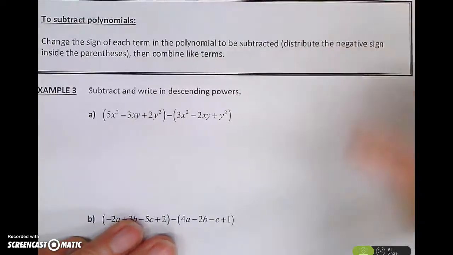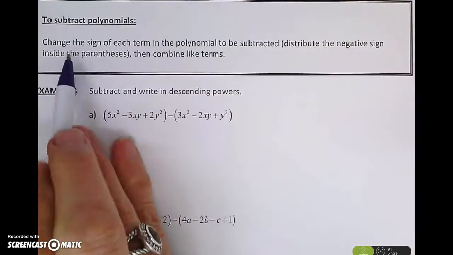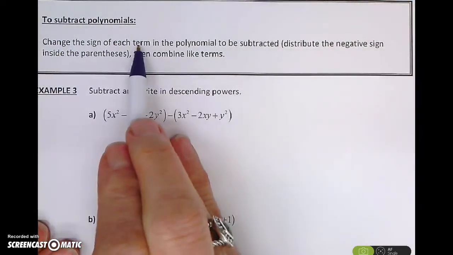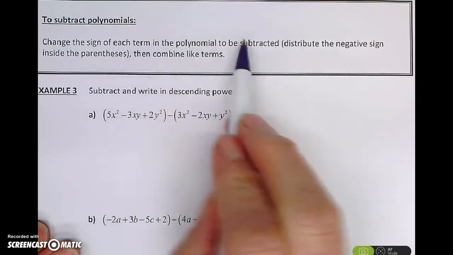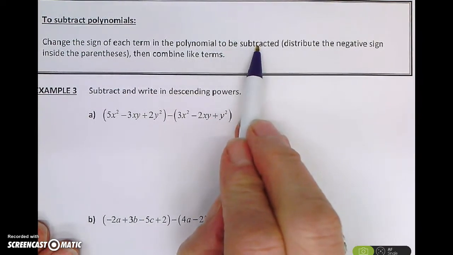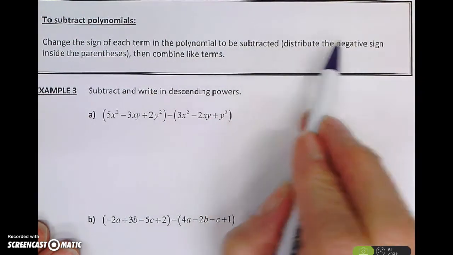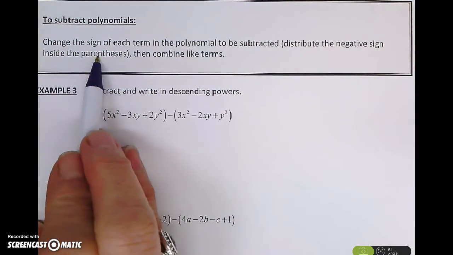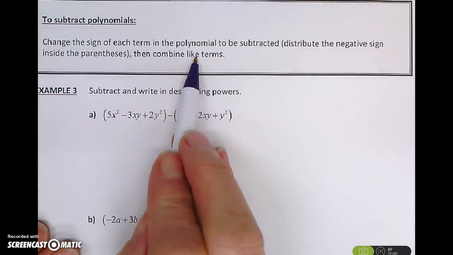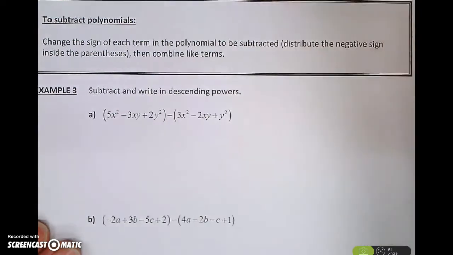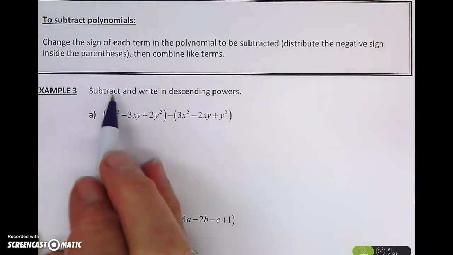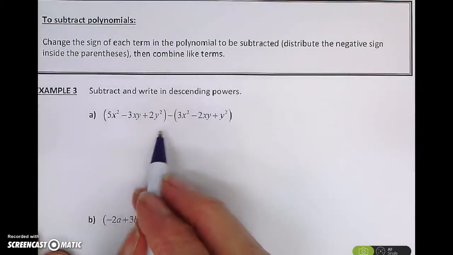So now to subtract polynomials, what we're going to do is change the sign of each term in the polynomial to be subtracted, which means that we're going to distribute the negative sign inside the parentheses, and then we're going to combine like terms. So example 3, subtract and write descending powers.